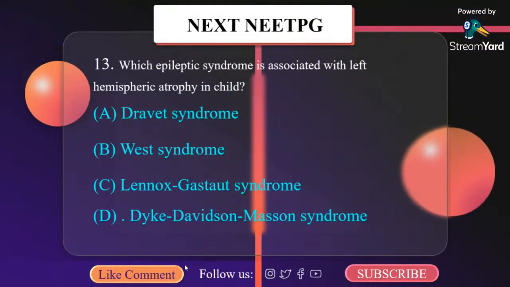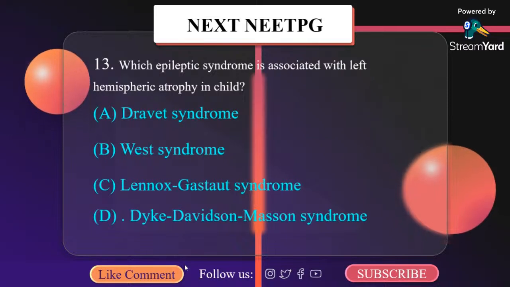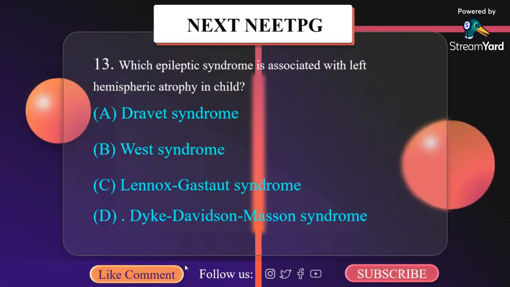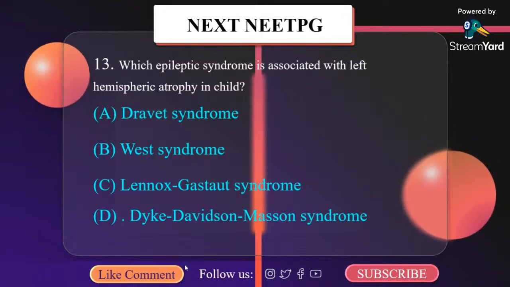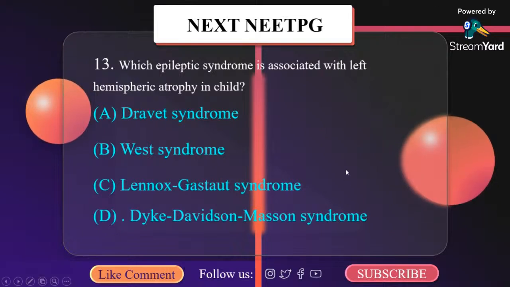Which epileptic syndrome is associated with left hemispheric atrophy in a child? A. Dravet syndrome, B. West syndrome, C. Lennox-Gastaut syndrome, D. Dyke-Davidson-Masson syndrome. What do you think is the correct answer here?